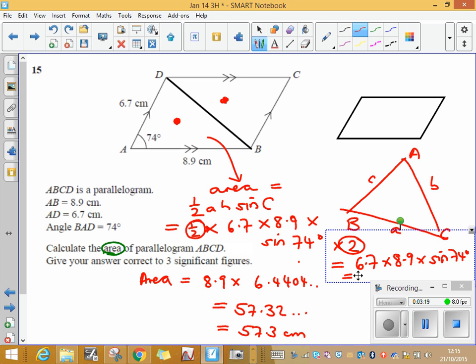Now if we work that out, again it comes out as 57.32, and it rounds to 57.3.